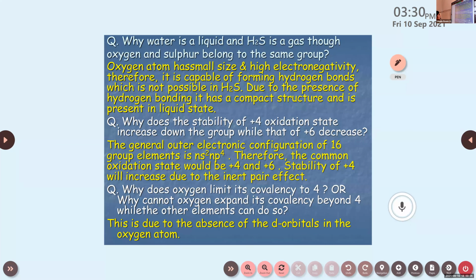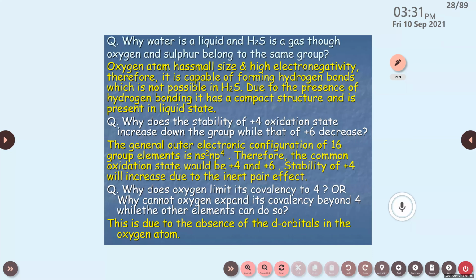The reason is that the oxygen atom has small size and high electronegativity, therefore it is capable of forming hydrogen bonds, which is not possible in H2S. We know that in H2O there is possibility for hydrogen bonding, right? But in the case of H2S, there is no such formation of hydrogen bonds between the molecules. Due to the presence of hydrogen bonding, water has a compact structure and is present in the liquid state. That's the reason why H2O remains liquid and H2S a gas. Okay, clear, children? This is clear.